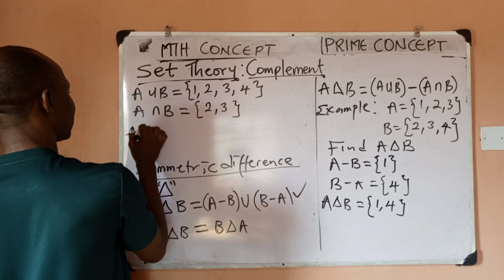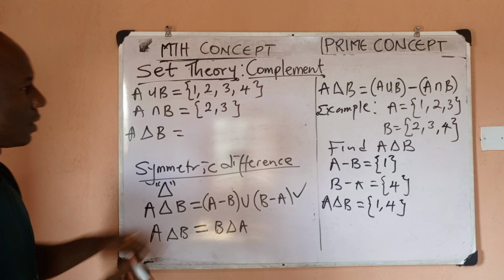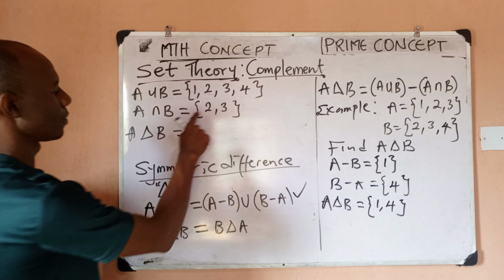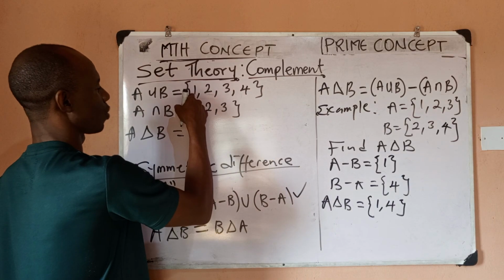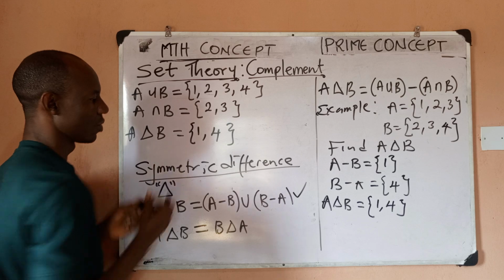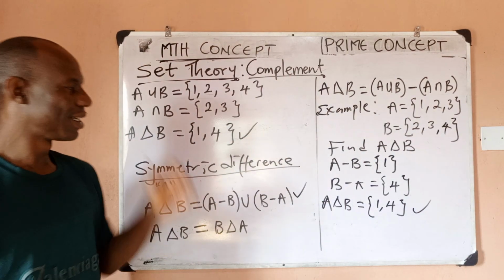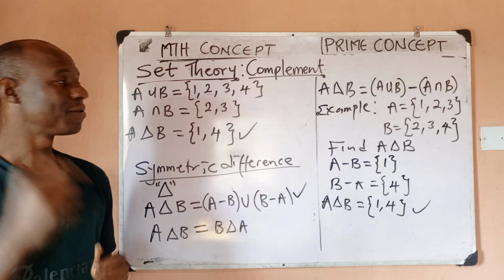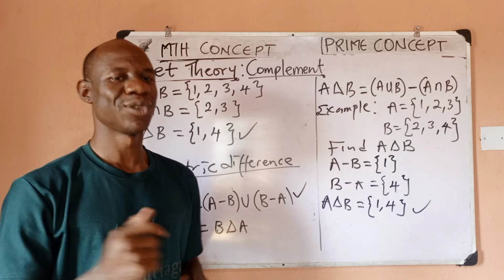So my symmetric difference is going to be me subtracting the intersection from the union. If I remove 2 and I remove 3, I'll be left with just 1 and 4. So are both answers the same? Of course, yes, they are both the same. So this is how we can find symmetric difference. I believe that the concept of complement can never be confusing to you anymore.